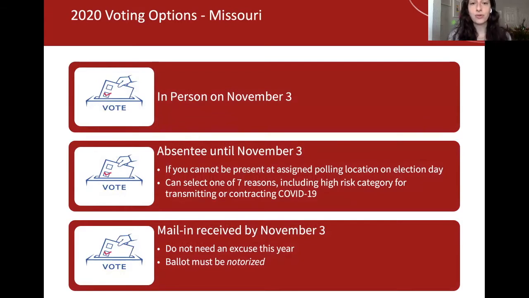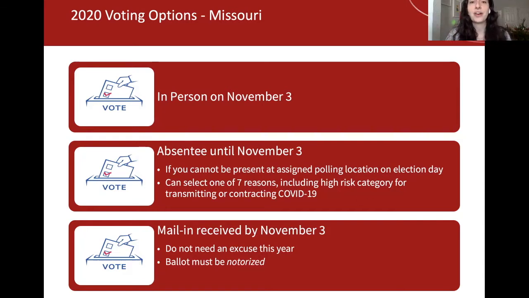If you cannot go to your polling location on election day, November 3rd, then you can vote absentee until that date. So what that means, the polling location that each person is assigned based on their address or where they are registered to vote. If they can't be there, maybe they're working as a poll worker in a different location, then they could vote absentee, but that also includes being out of state or being out of the country, and this year it includes high risk category for transmitting or contracting COVID-19.